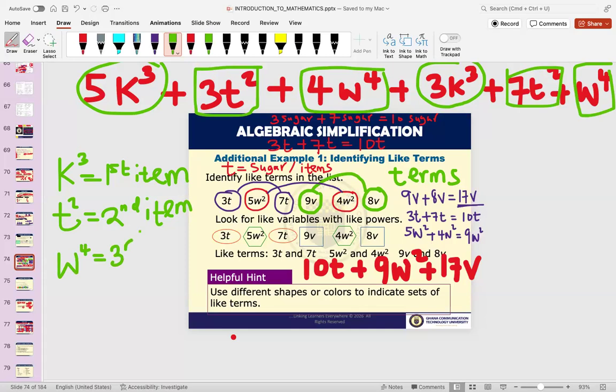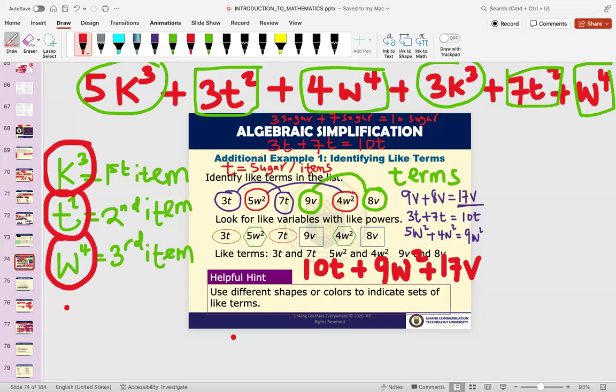What item is this representing? What item is this representing? What item is this representing? That is why we call them unknown. We need to find out. But the numbers in front, as for 5, you know the meaning of 5. You know the meaning of 3. You know the meaning of 4. You know the meaning of 3. You know the meaning of 7. You know the meaning of 1.